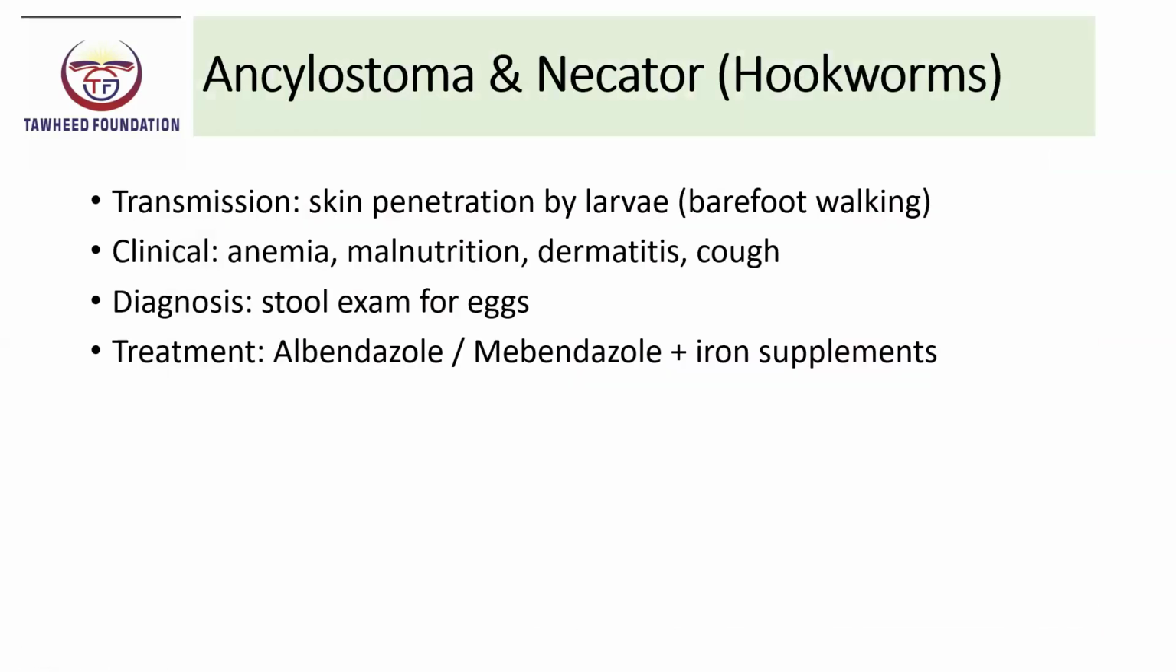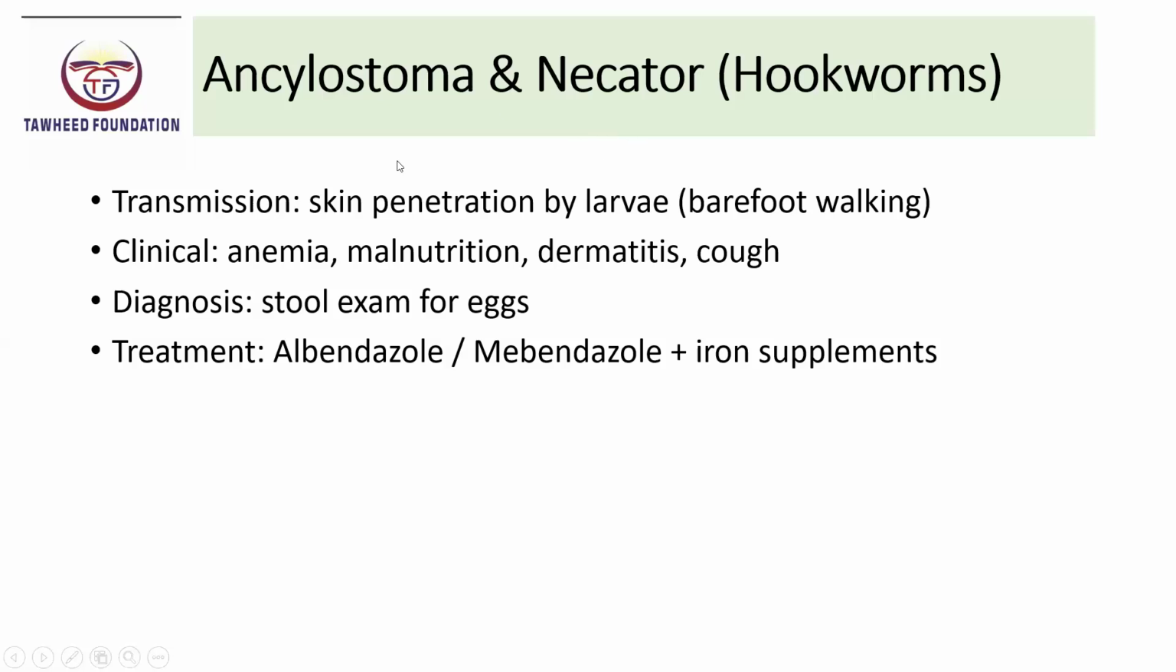Now we'll start with hookworms, that is Ancylostoma and Necator. Hookworm is an intestinal parasite of humans. The larva and the adults live in the small intestine of the host, causing intestinal diseases. There are two species of hookworms. First is Ancylostoma duodenale. Next is Necator americanus.